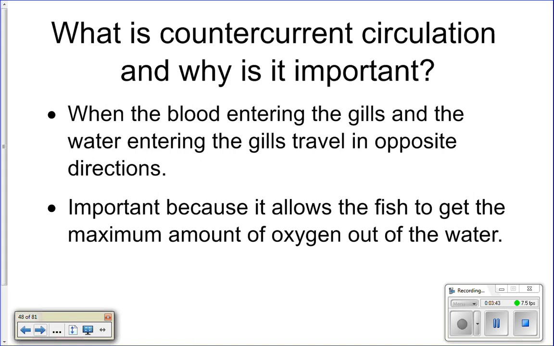Okay, so countercurrent circulation is important for active swimmers to stay warm. It's also important for fish to gather enough oxygen in order to survive, and it allows them to get that maximum amount of oxygen. So in your lab that you did with countercurrent circulation, I believe I asked you to do some research and find a couple other biological systems where it's used. Okay? You can find it in your own body as well.